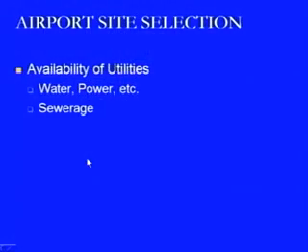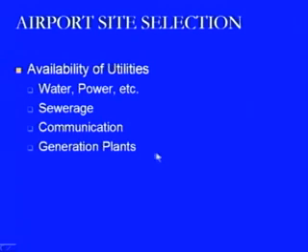Then there is the availability of utilities in terms of water, power, etc., or in terms of the sewerage which needs to be cleared out. It is also in terms of the communication facilities to be provided to the passengers as well as to the controlling units of the airports, by which the navigation will be taking place in the air. Further, we also require generator plants, because if there is a failure of power, then we need to use the generator, so that things keep on going.